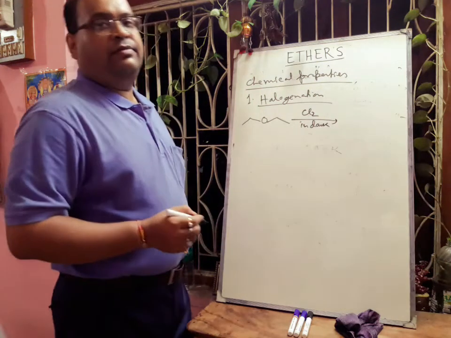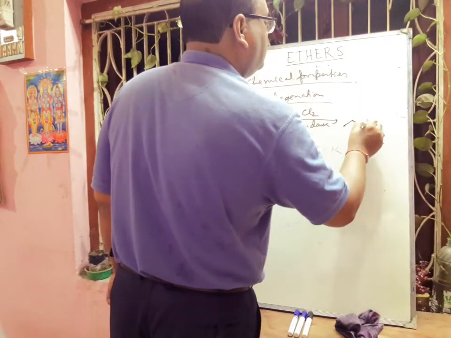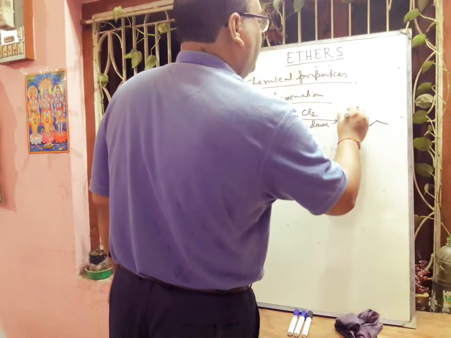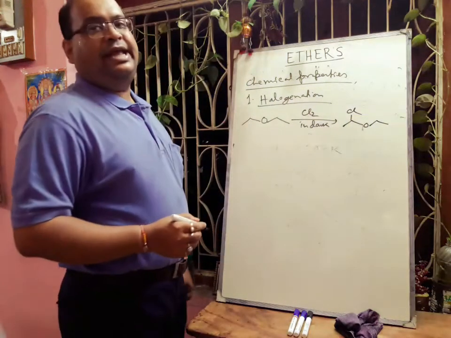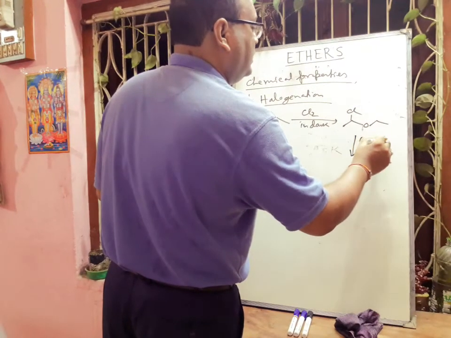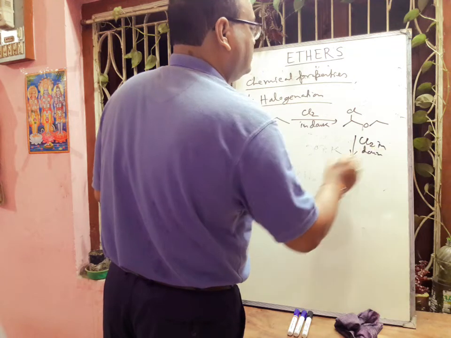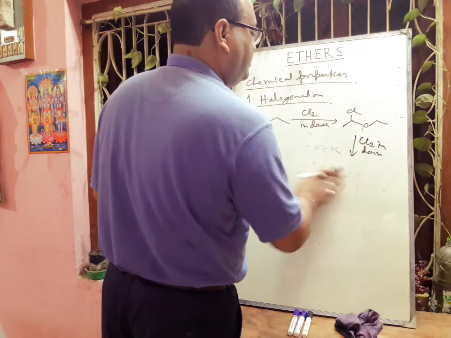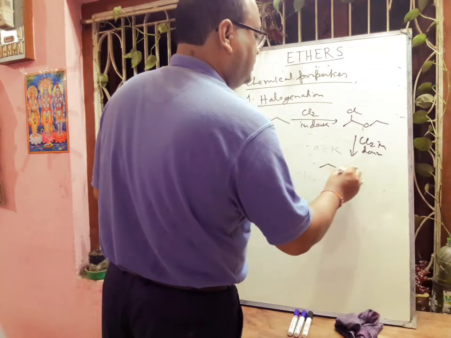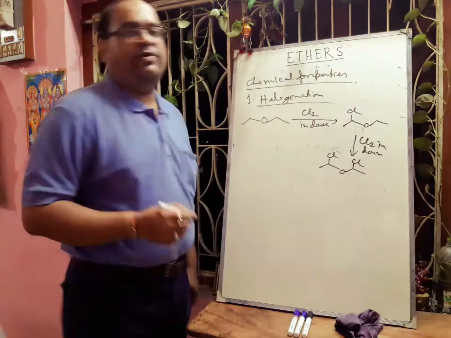then there will be replacement of hydrogen by chlorine. And the next step, if we add another mole of chlorine in the dark, again there will be replacement of another hydrogen. So you will get this type of compound.